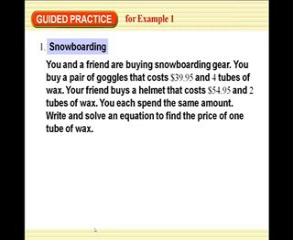You and your friend are buying snowboarding gear. You buy a pair of goggles that cost $39.95 and 4 tubes of wax. Your friend buys a helmet that costs $59.95 and 2 tubes of wax. You each spend the same amount. Write and solve an equation to find the price of 1 tube of wax. So the unknown is the tube of wax. That's going to be your x. You pay $39.95 plus 4 tubes of wax, 4 times the price of it, which we don't know. Your friend buys a helmet that's $54.95 plus 2 tubes of wax. So they spend the same amount. That's why we can set them equal to each other.